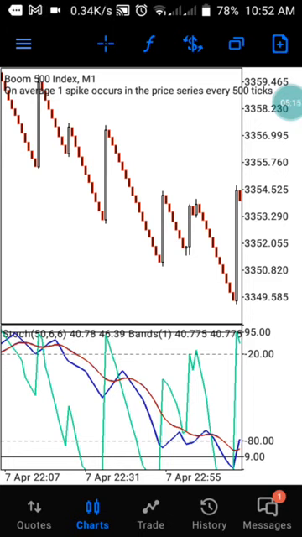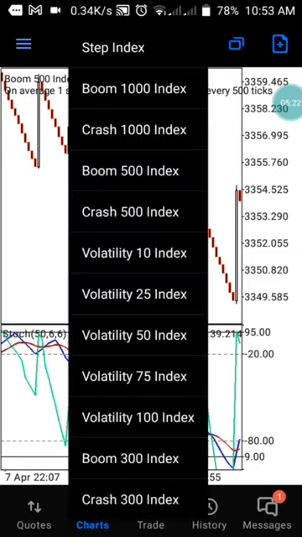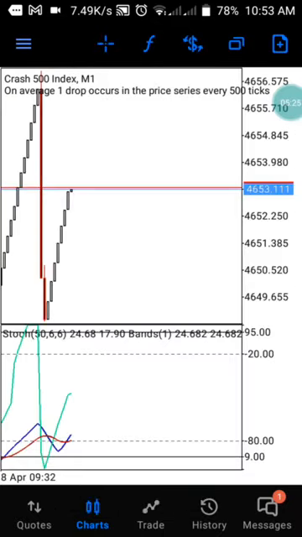For zoom level, I'm using just this third zoom level. That's exactly what I'm using. So let's check what is happening on Crash 500. And I don't want this video to be too long.